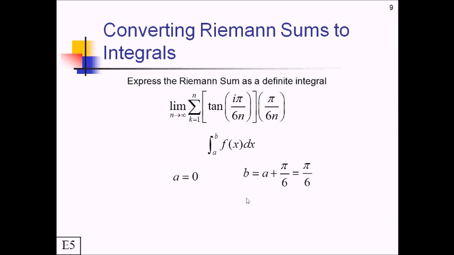What's the function that we're going to replace f of x with? So that's the thing that is being applied to the a plus i delta x. And in this case, all that i over n stuff is inside of the tan function. So our function here is just going to be tangent of x. So we've got the integral from 0 to pi over 6 of tan x.